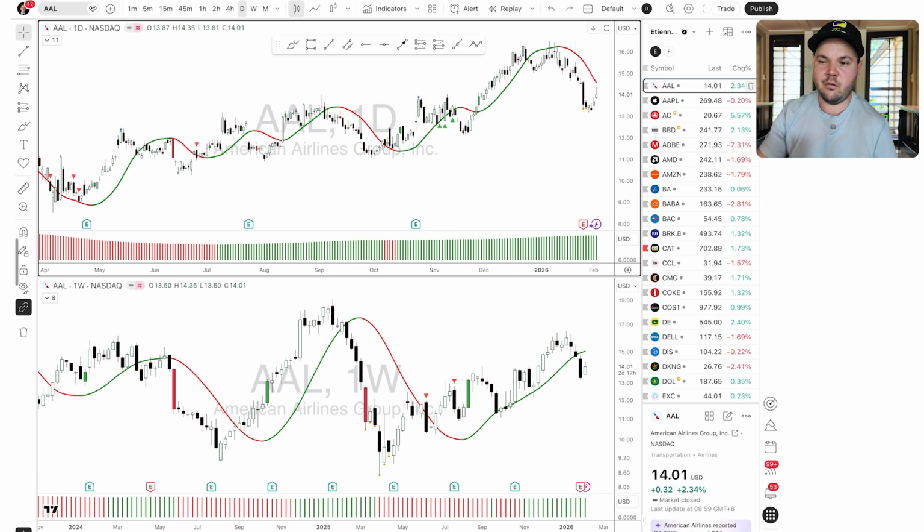All right, so the strategy I want to show you here today is something that I've been trading for quite a while now. It's the HMA pullback strategy. So I use a Hull Moving Average. I have one over here and one over here. And these help me get an idea of the trend. And for this, we want to trade trends.